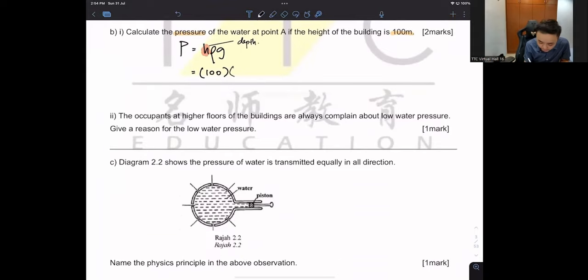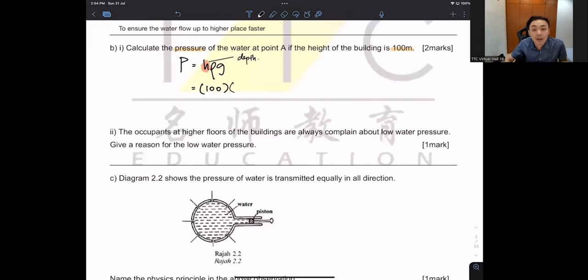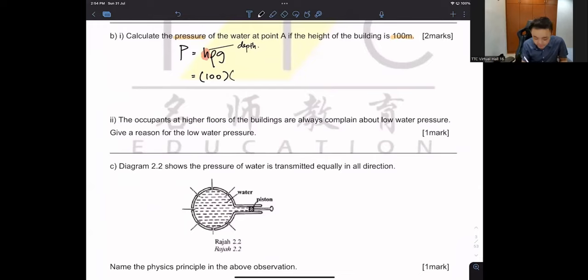Density of water, did they give or not? Oh, they didn't give. But by right, they should give it, no need to memorize. Density of water is 1,000. This one should be given, no need to memorize, relax. I mean, there are so many things to memorize.